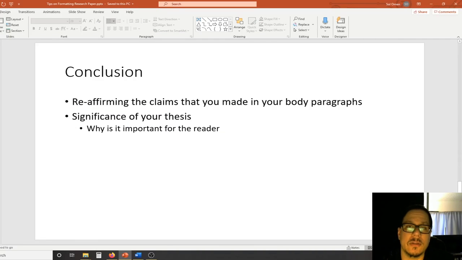All right, and the last thing I want to talk about is the conclusion. This is the last paragraph of your paper. In the conclusion, you're basically just reaffirming the main points that you made in your body paragraphs, showing the reader how you proved the argument that you had introduced in your introduction. And then you also may want to say what the significance of your thesis is. Why should they care about it? Why should the readers be interested in you proving this point in the first place? So why is it important to them?